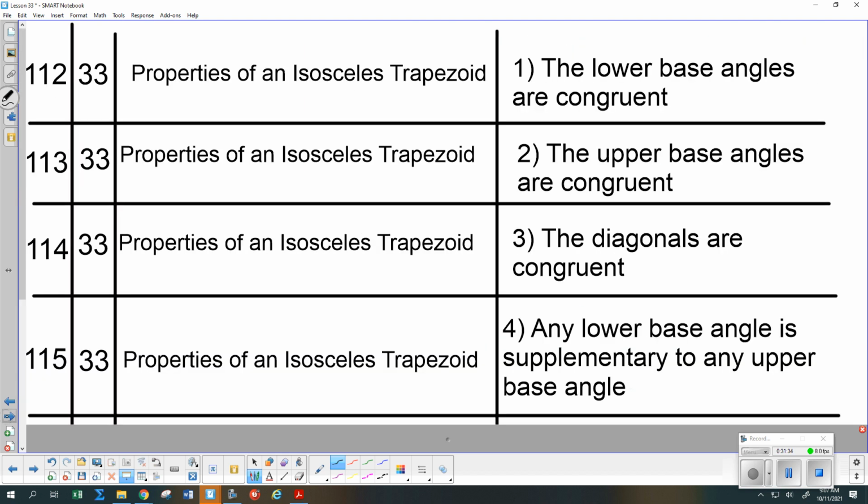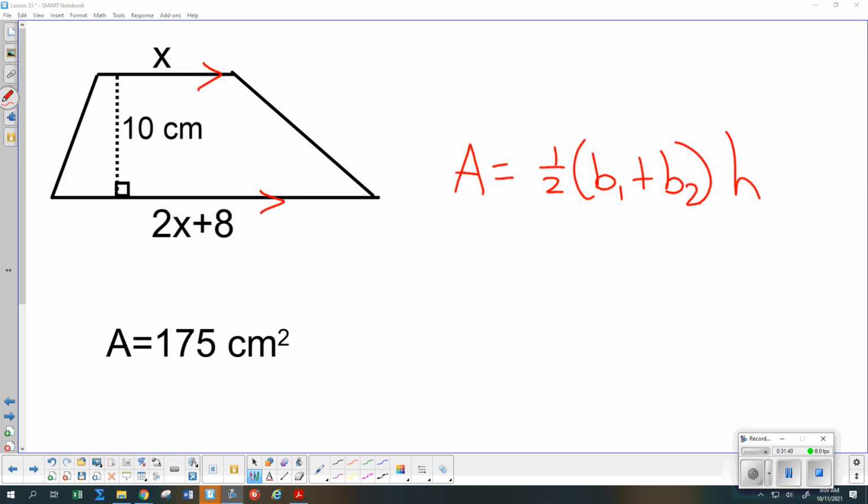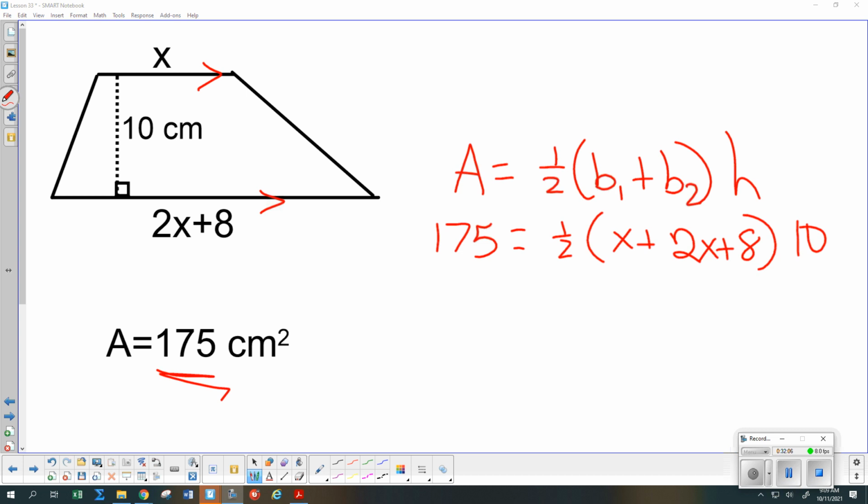So, are we still getting these copied down? Let's get that going. So with this trapezoid, we're trying to find x. Start by writing down the formula, and then plug in the things that you know. If we know that the area is 175, so what if that's on the left of the equal sign? Put it in where the A is. 1/2, B1 and B2 have variables in them, so we can write down x plus the 2x plus 8, and the height is 10. So you guys get a head start. Beat me to the answer. Solve that for x.